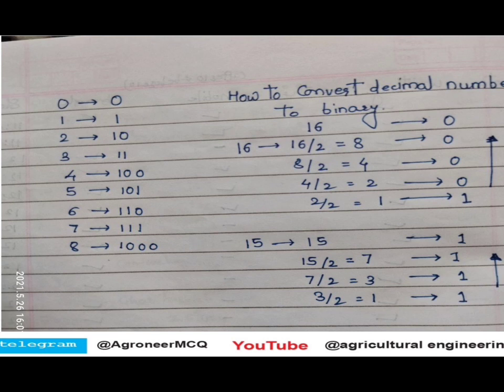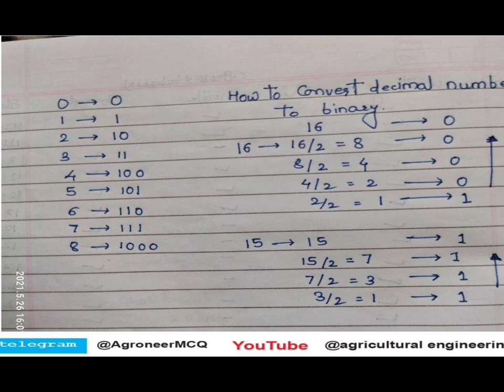So what is a binary number? Binary number means a number indicated in 0 and 1. So 0 is represented by 0 in binary, 1 is represented by 1, 2 is represented by 10, 3 by 11, 4 by 100, 5 by 101, 6 by 110, 7 by 111 and 8 by 1000.